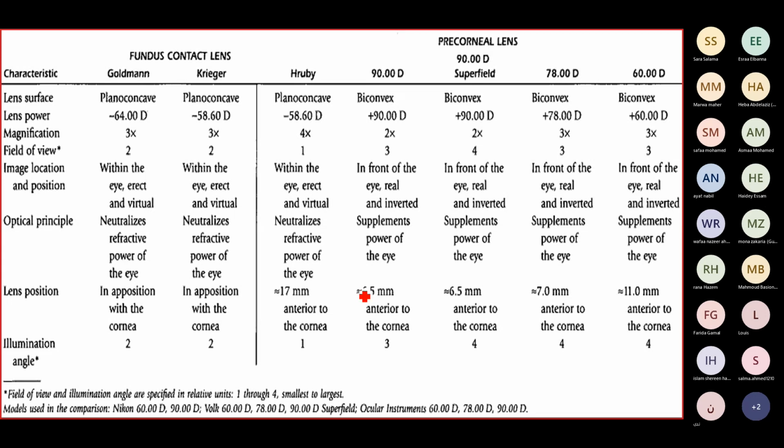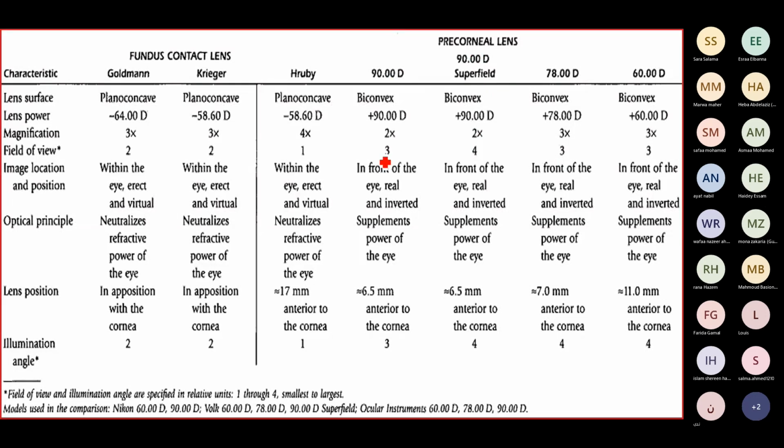You'll find that the field of view is big with the 90 or the 90 super field lens in comparison to the 60 or the 78 lens, and the magnification is less, so the image is more panoramic with the wide field lenses, the 90 diopter or the 90 diopter super field.